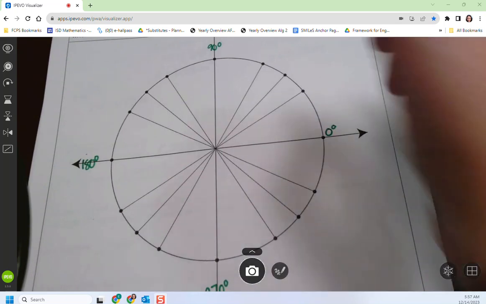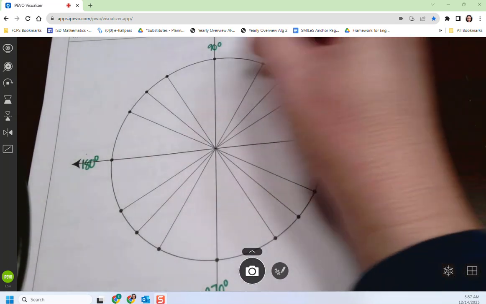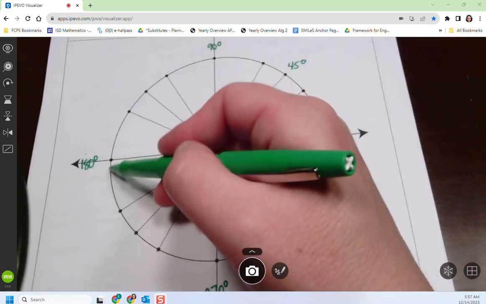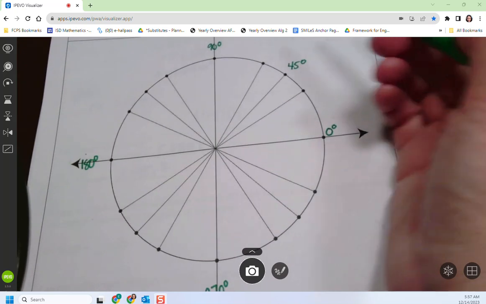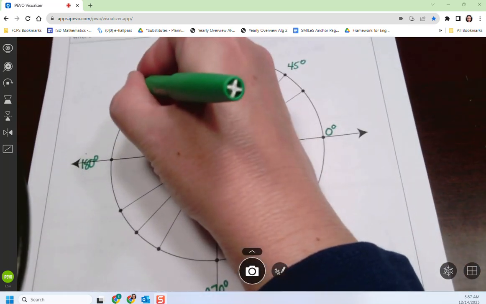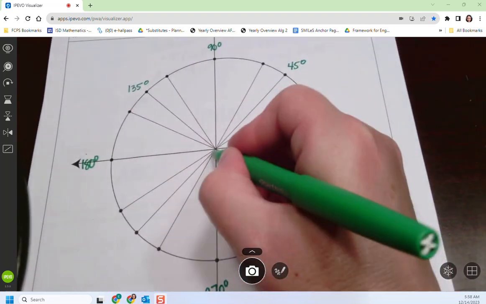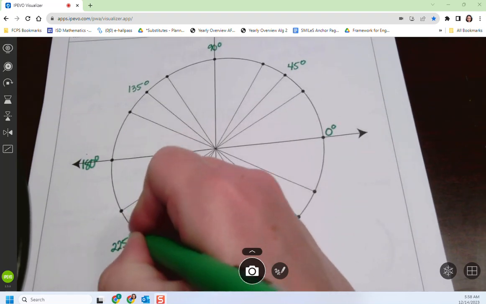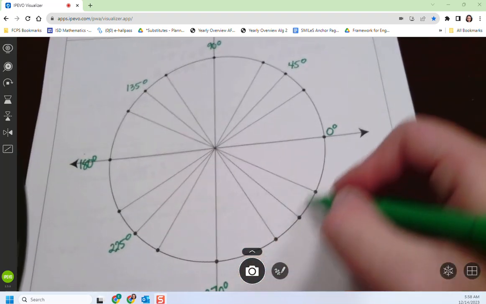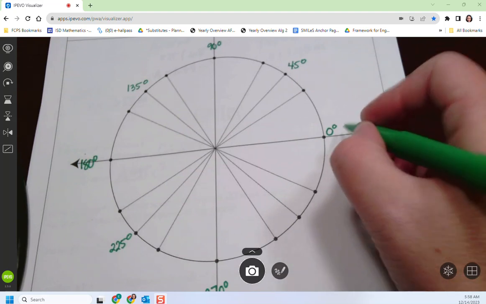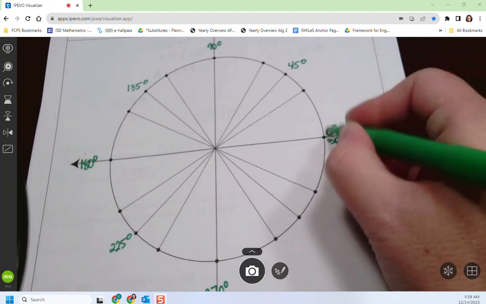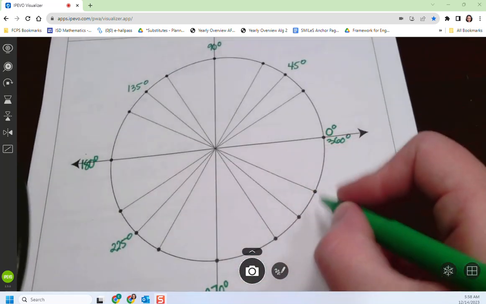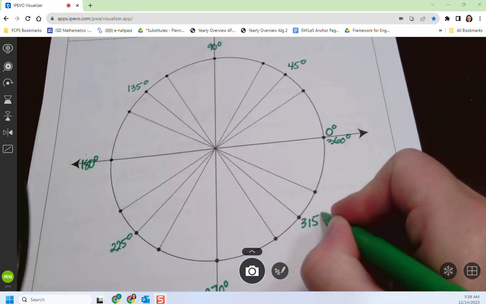All right. Here we are halfway to 90 degrees. That would make this 45 degrees. This is halfway between 90 and 180, and that makes it 135 degrees. Okay, halfway between 180 and 270 is 225 degrees. And then halfway between 270 and 360. So notice this is both 0 degrees, and when you come back around again, it's 360. So halfway between those is 315 degrees.